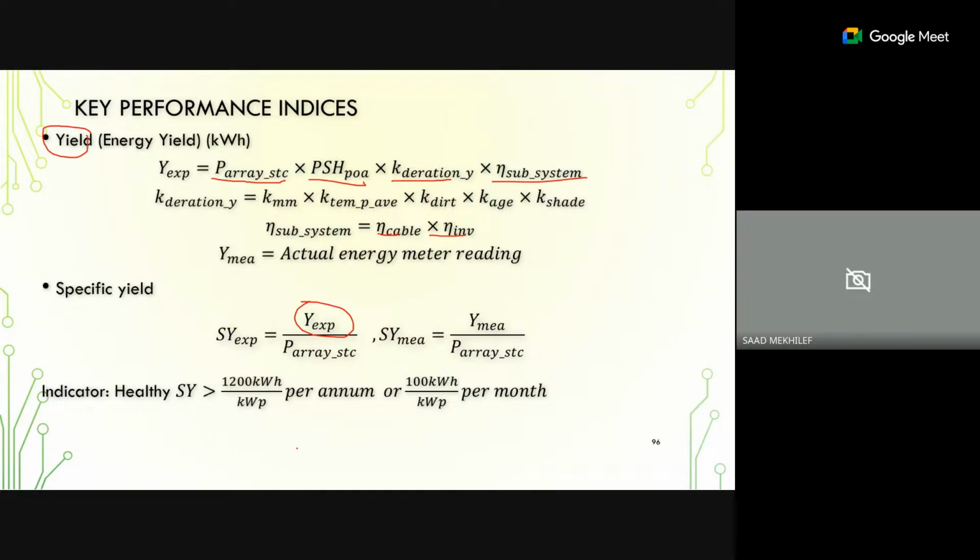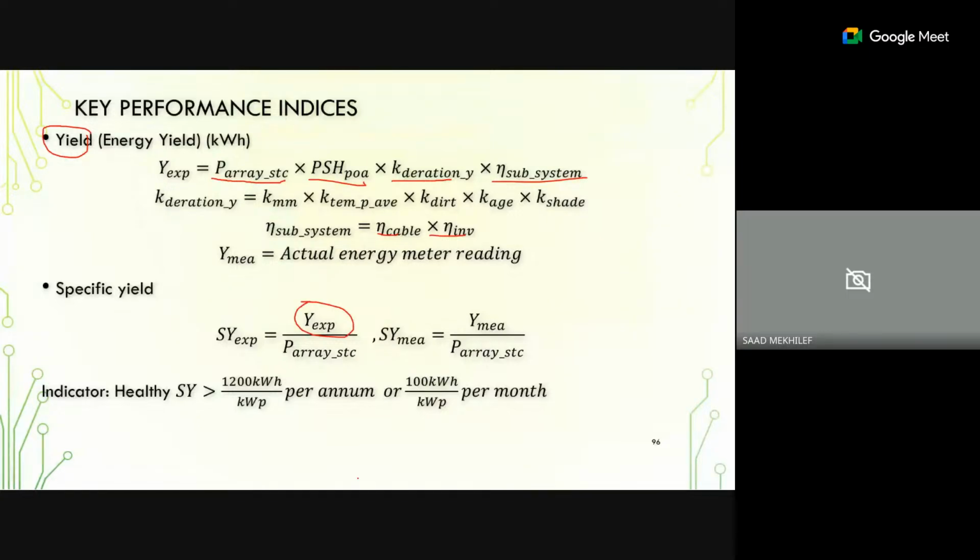It means if I have a 1 kilowatt peak PV system, this 1 kilowatt PV system should give me 1,200 kilowatt hour per year. If it gives me that, it is very healthy. If it is not, then that's not enough, that's not healthy. So if it gives 1,200 kilowatt hour, when you see it per month, actually we're talking about this divided by 12.